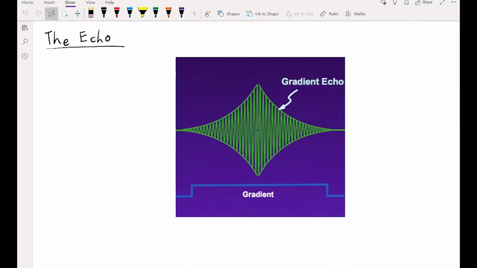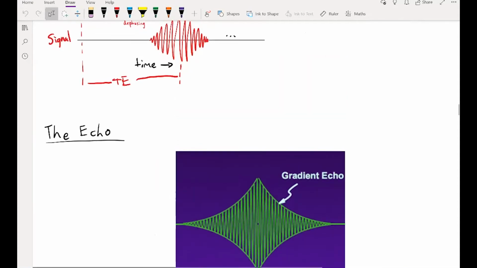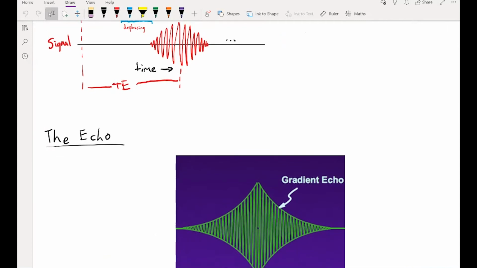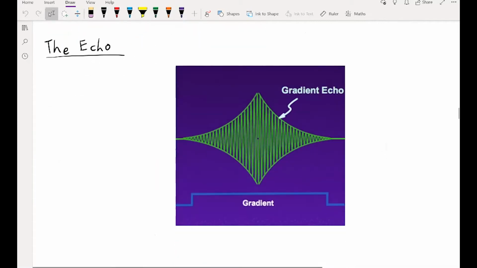So this is what an echo might actually look like, if you compare it to my drawing above. The actual representation of the echo is much more symmetrical and higher frequency than my own drawing.